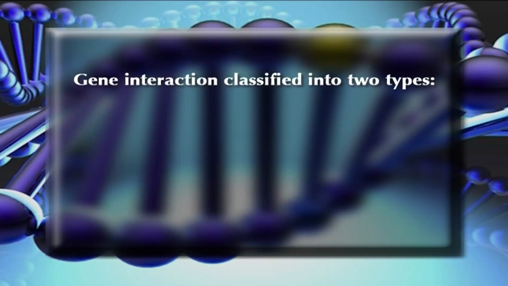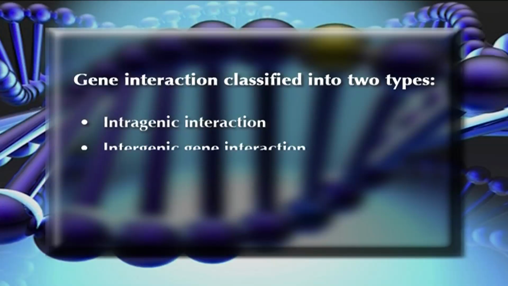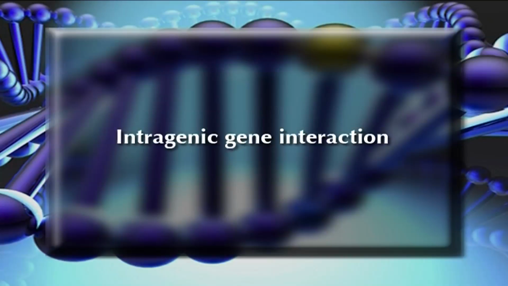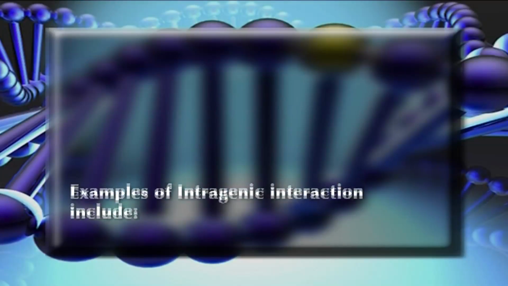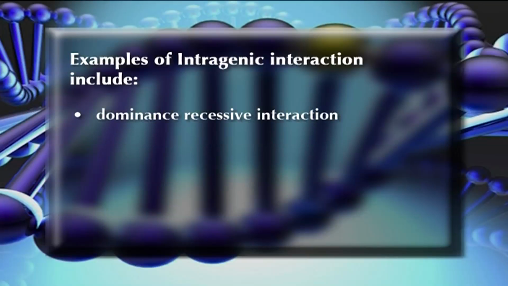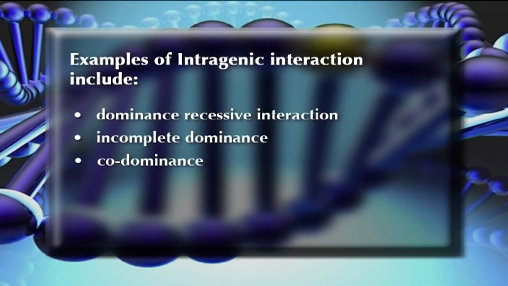Depending upon the nature of the alleles involved in the interaction, gene interaction is classified into two types, viz. intragenic interaction and intergenic gene interaction. A. Intragenic gene interaction. As the name indicates, the alleles involved in the intragenic interaction belong to the same gene and result in a distinct phenotype. The examples of such interaction include dominance recessive interaction, incomplete dominance, and codominance.